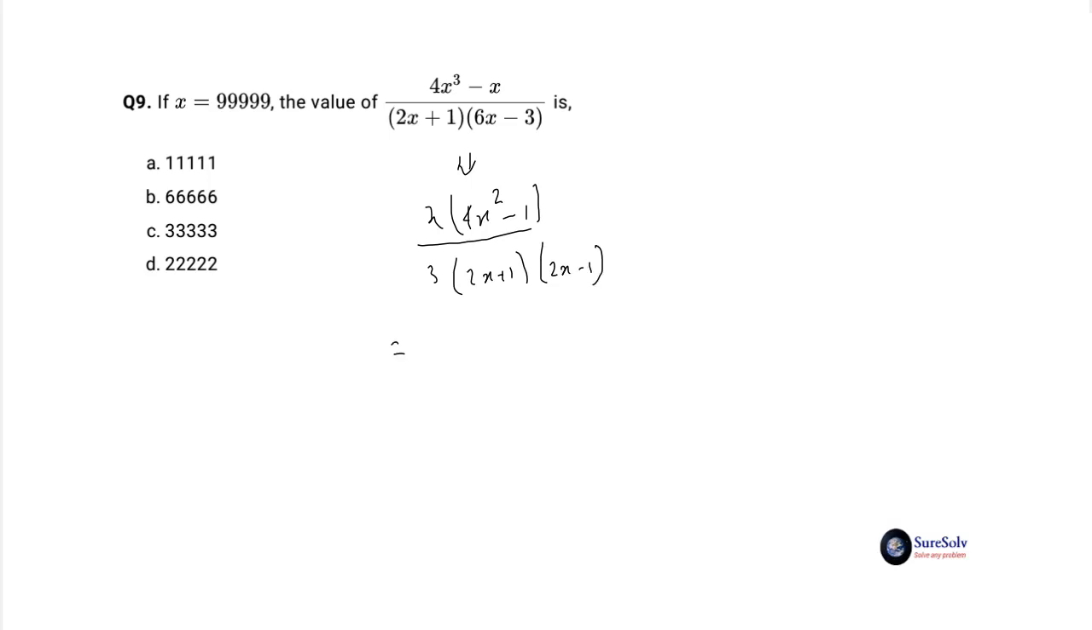equal to x multiplied by (4x squared minus 1) divided by 3 multiplied by (4x squared minus 1) equal to x by 3 equal to 33333. Answer is option C, 33333. Easily solved in mind with the right approach. Last question now.